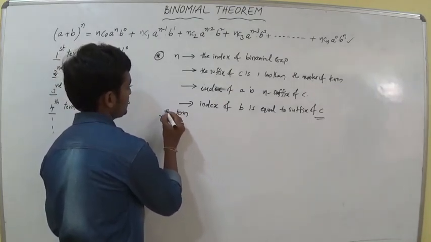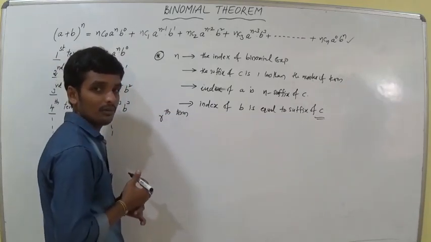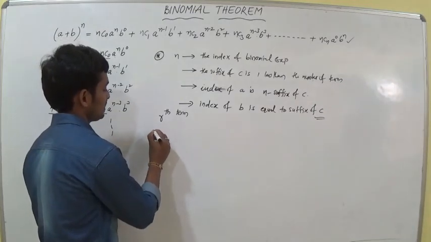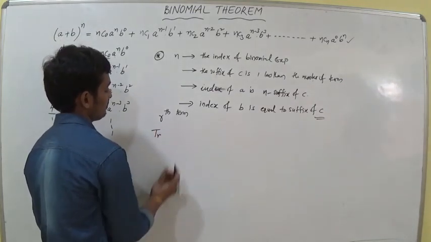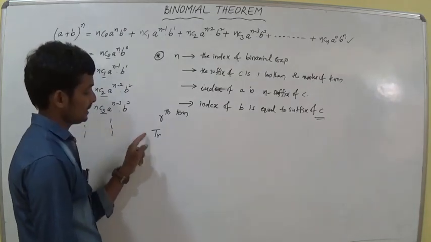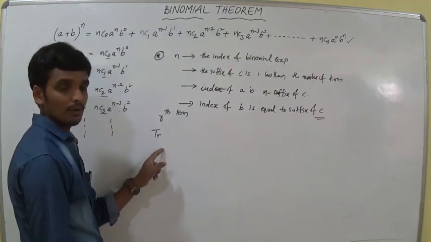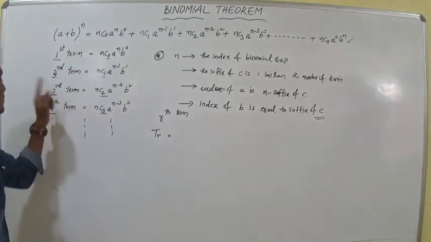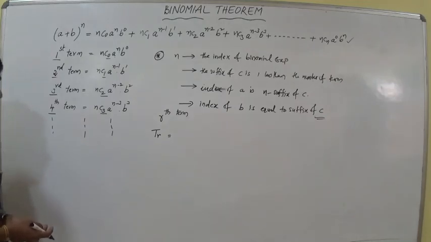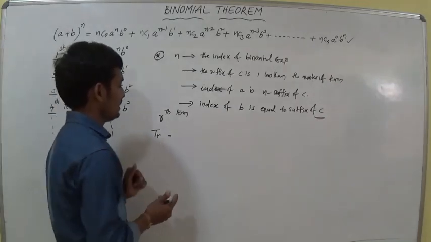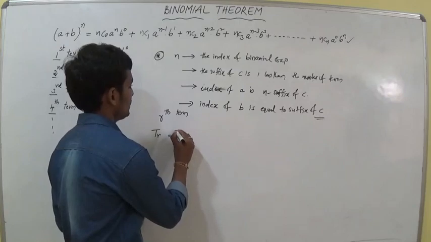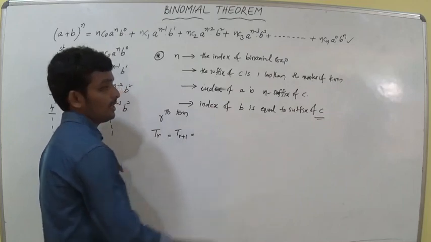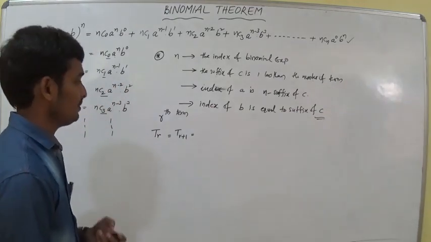If you write this general formula, you can get it easily. That means the rth term, denoted by capital T, small r. If you observe, now we are writing by these examples. So Tr is equal to, now we are writing Tr plus 1.